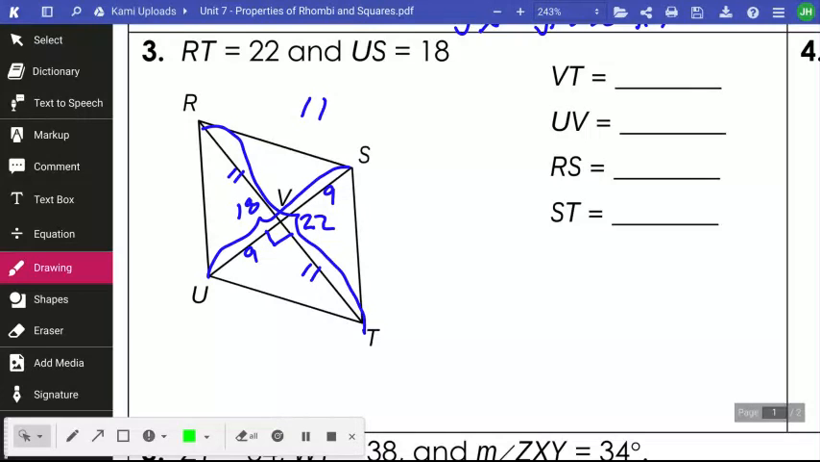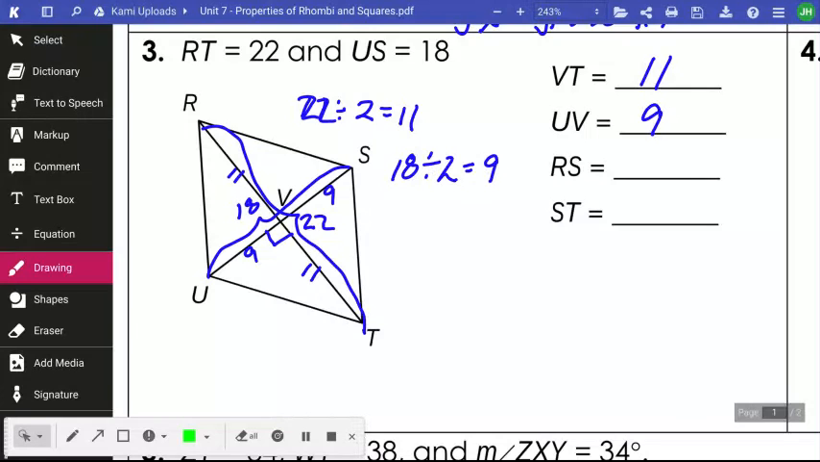How did I get that? I did 22 divided by 2 to get 11, and I did 18 divided by 2 to get 9, because that's what bisecting means, cutting in equal parts, and those diagonals bisect each other. Now we're looking for VT, and VT we just decided was 11 because we did the entire RT divided by 2. UV we calculated to be 9 because we did the entire diagonal 18 divided by 2.